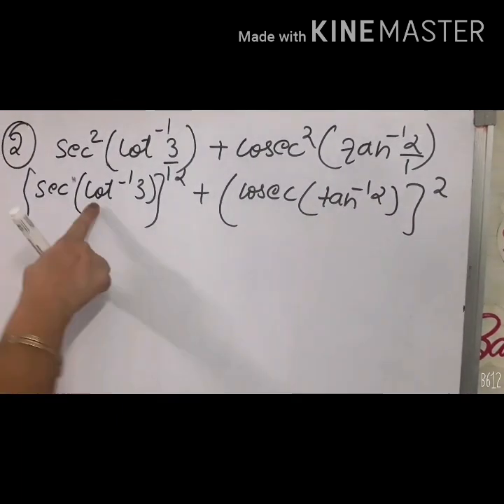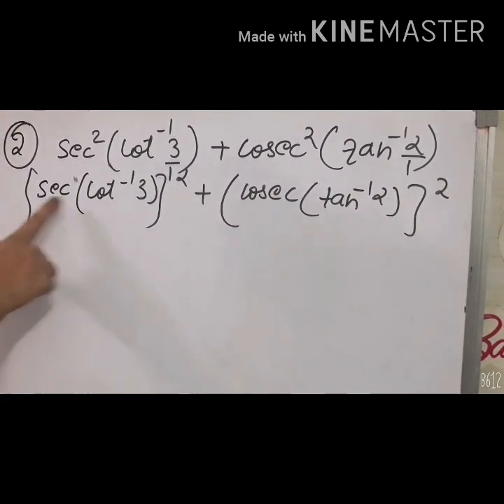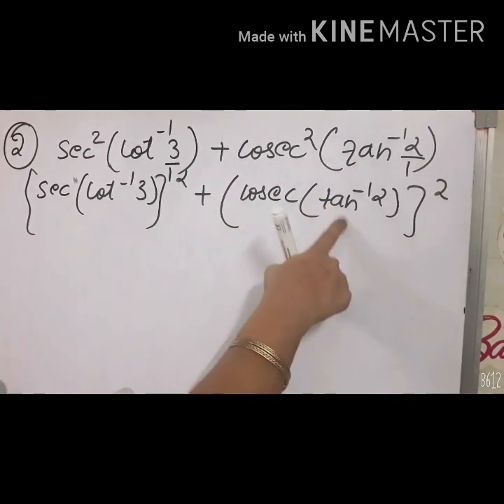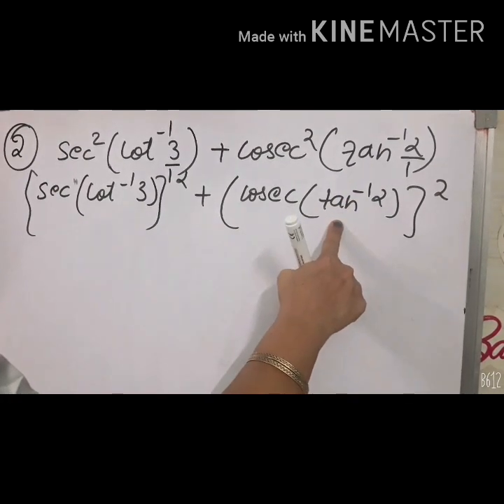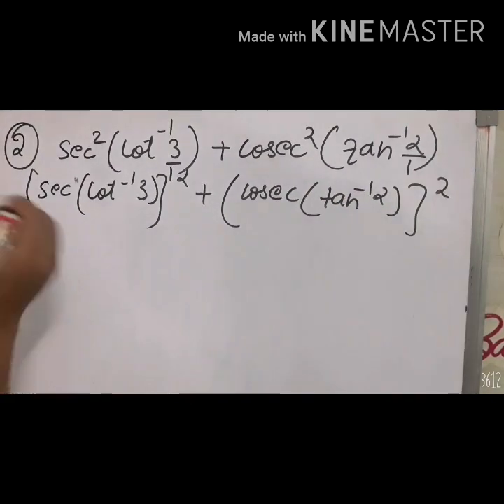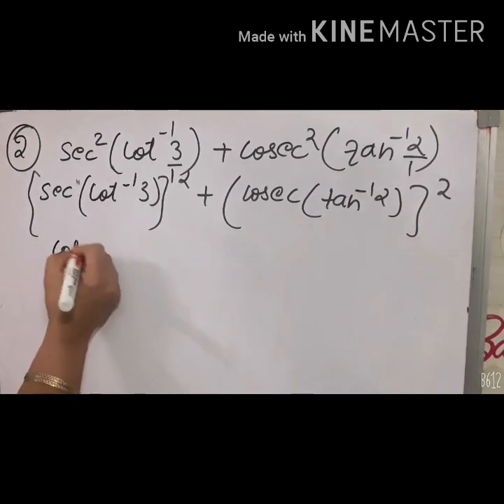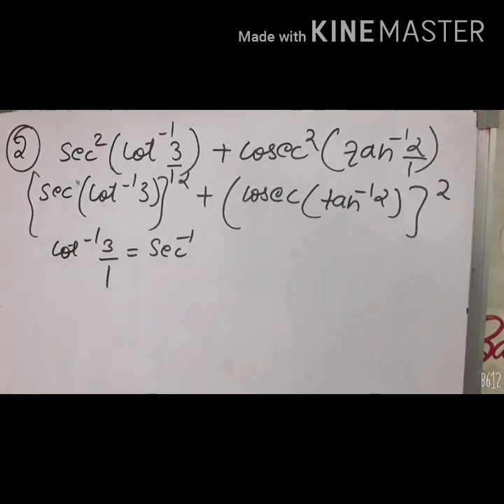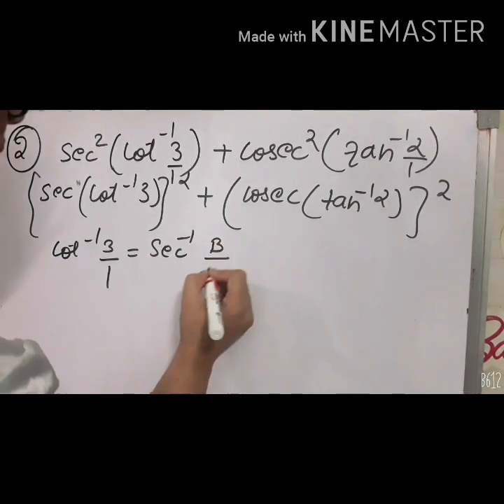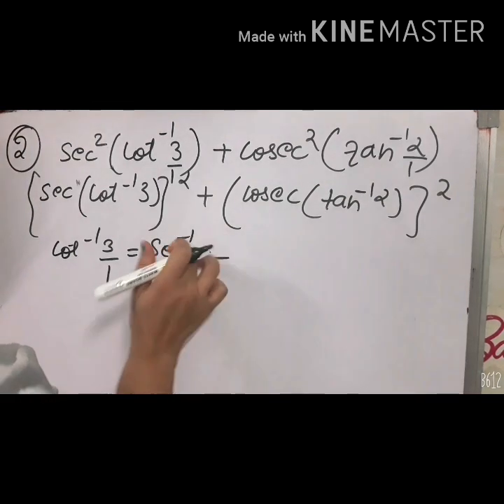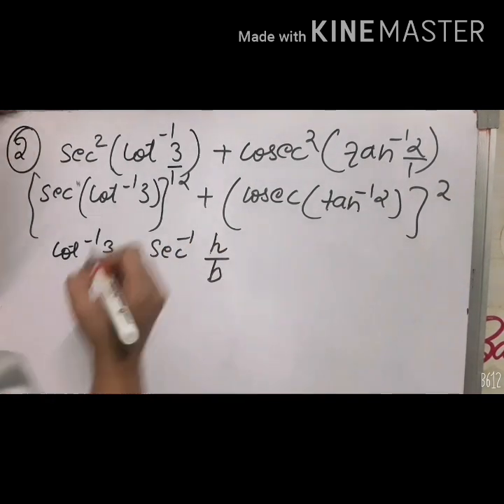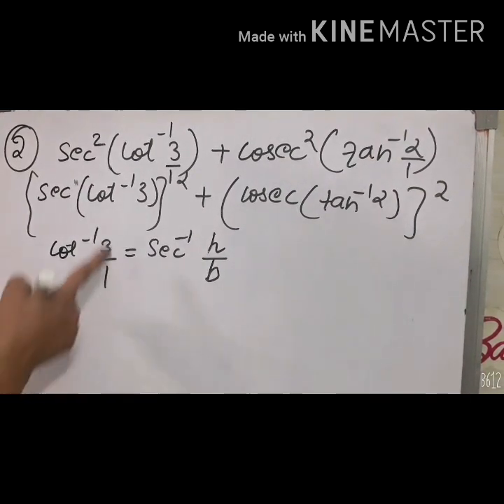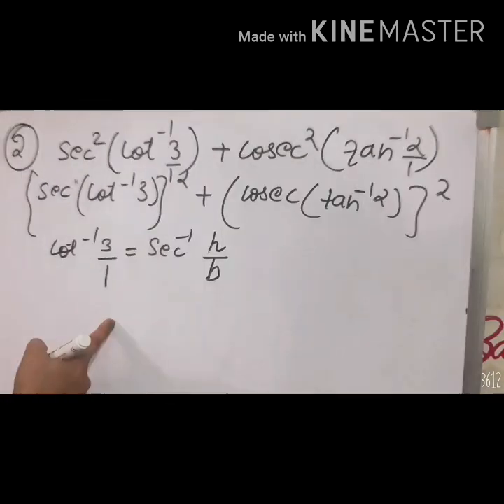Now, because it is cot inverse and it is sec, I need to convert it into a sec inverse. This is cosec and this is tan inverse, so I need to convert it into a cosec inverse. Now, the same process I will do. cot⁻¹(3/1) is equal to sec inverse of H/B. Now, for cot inverse, what is the cot ratio? That is adjacent by opposite.